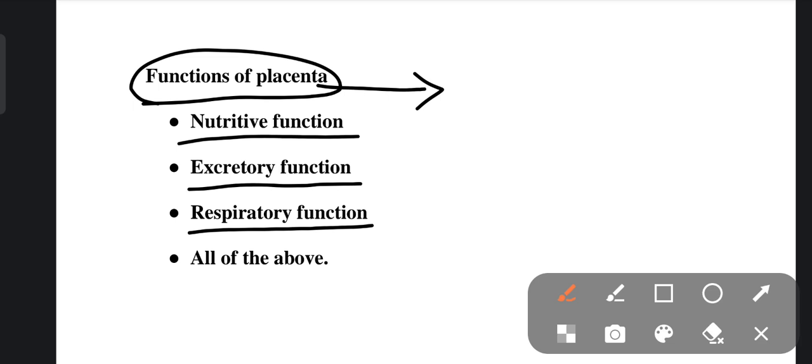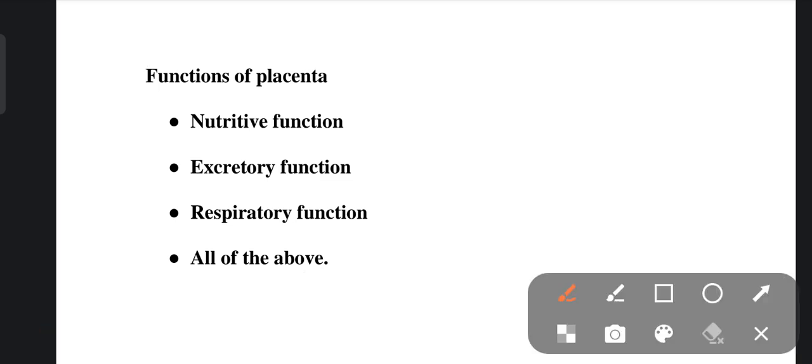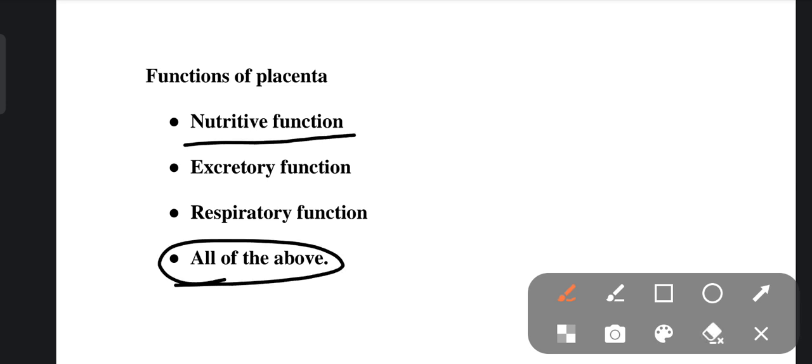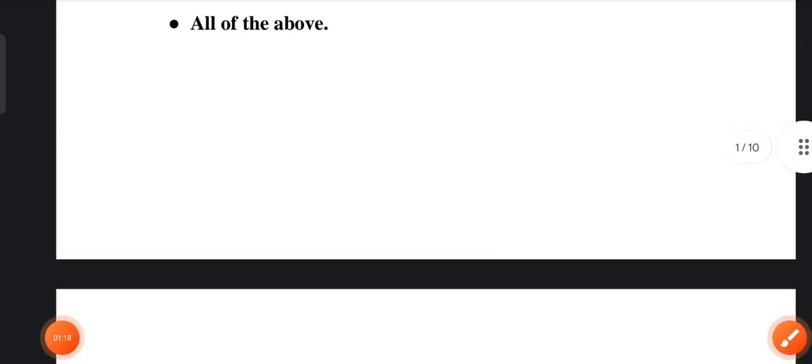And the final one is all of the above. So which is the right one? That is all of the above. So the placenta has nutritive function, excretory function and respiratory function. So these are the functions of placenta.